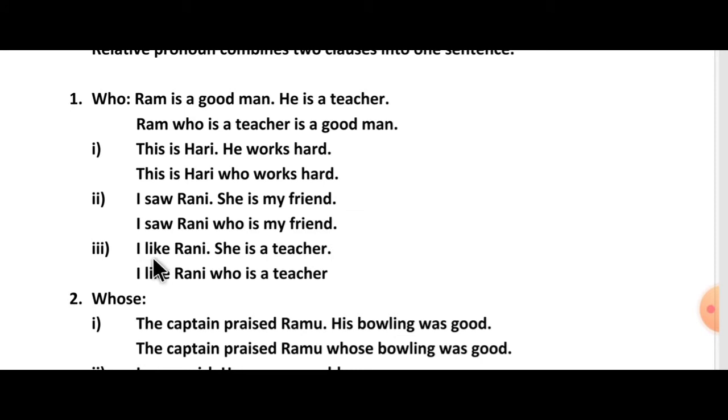Last sentence: I like Rani. She is a teacher. Here also she is the related word in the second sentence. It is related to Rani in the first sentence. So you have to remove she and add who. Then it becomes the clause who is a teacher. This clause should be added after Rani. The answer is: I like Rani who is a teacher. Hope all of you understood how to combine sentences with who.